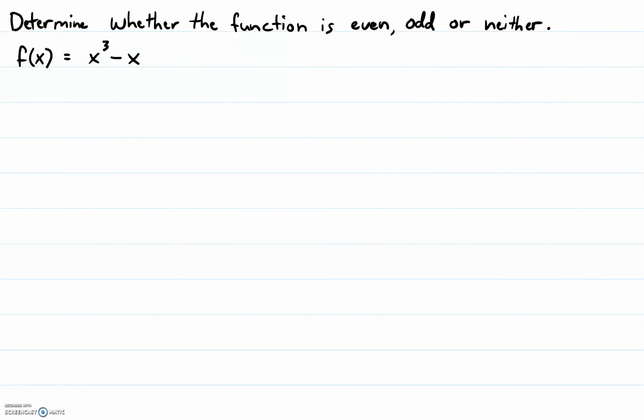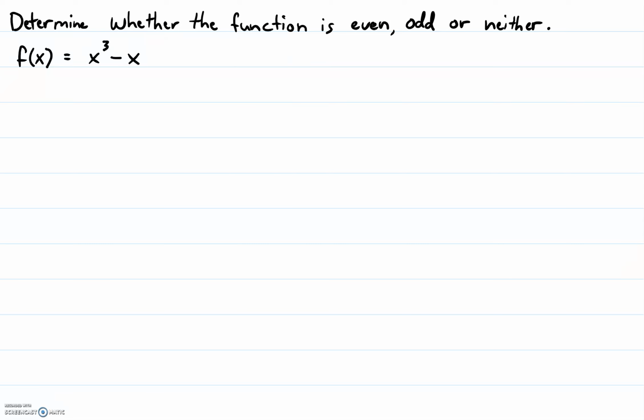In this video, we're going to look at determining whether a function is even, odd, or neither. The function we're going to look at is f of x is equal to x to the 3 minus x. Now notice we're given this particular function in function notation. In other words, it's written out f of x equals blah blah blah. We're not given a graph.